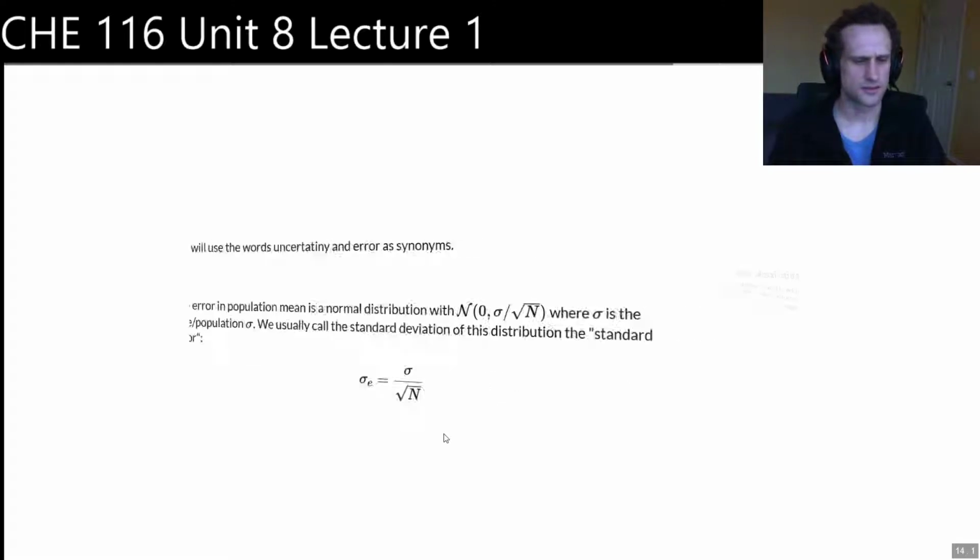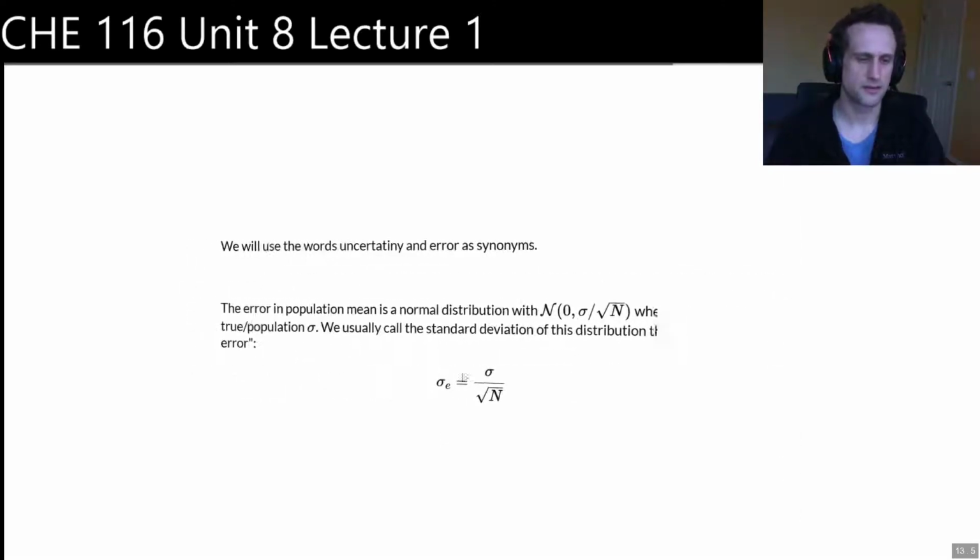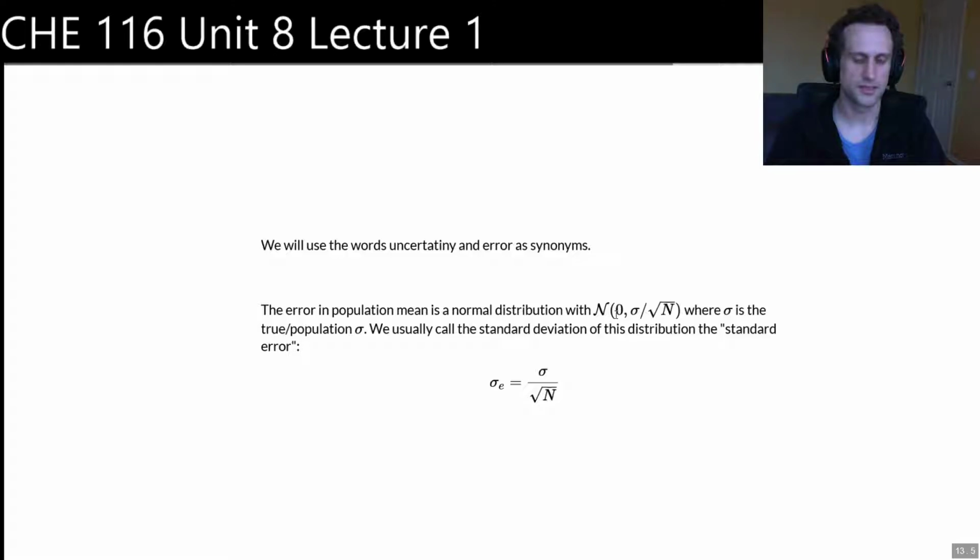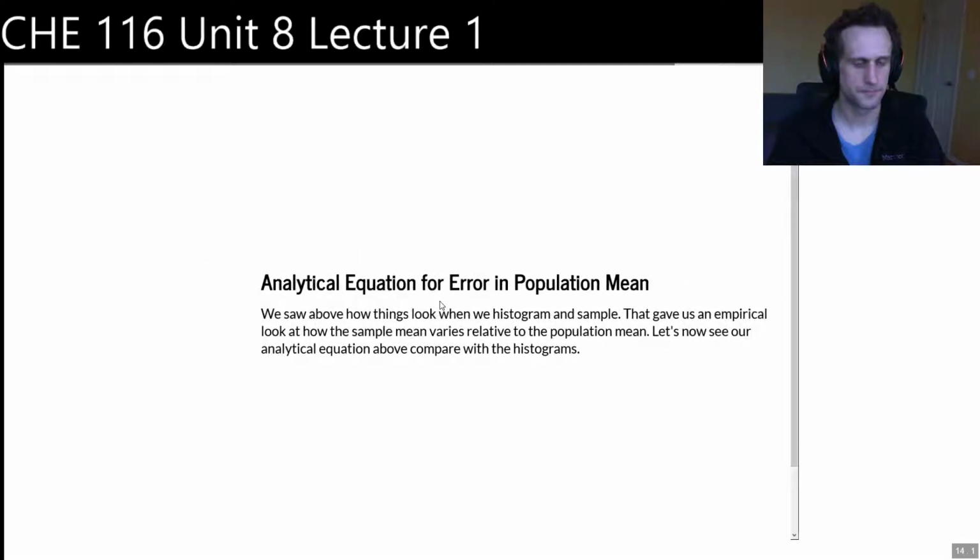So let's see if we have one more slide on this. Basically, if we talk about our uncertainty in knowing the population mean, it has a standard error. Instead of a standard deviation, we call it a standard error, and that just accounts for this n.